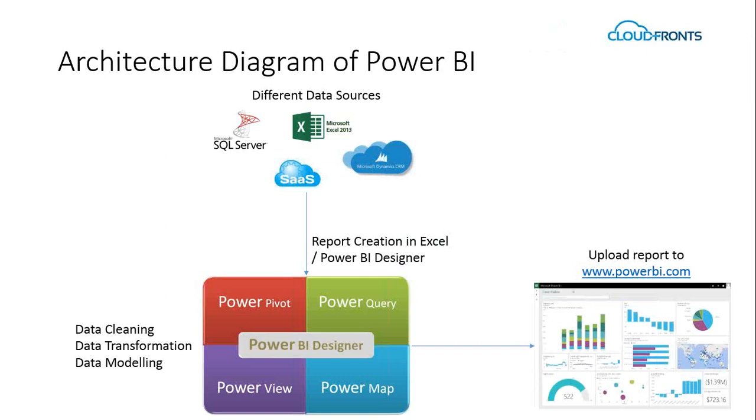Now we'll talk on the architecture diagram of Power BI. This diagram is divided into three sections. One is data source, one is designer tool, and third is where we can publish or upload reports. Data source, so we can pull data from many databases like SQL Server, Oracle, Teradata, Sybase. We can even pull data from software as a service like CRM Online, Google Analytics, Salesforce, and many more. It has the facility to pull data from Excel, XML, CSV, and flat files.